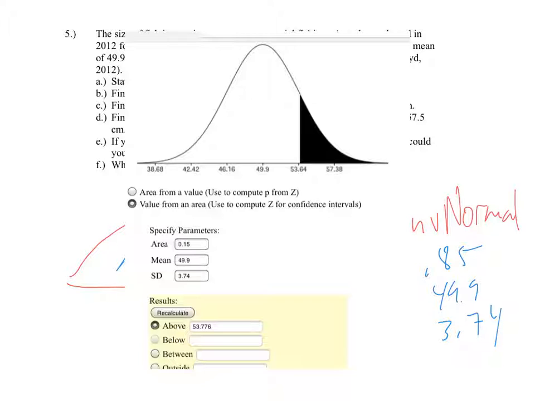And that's the number. I catch a fish that's 53.776 centimeters long. That's the measurement that cuts off the top 15%. Okay, I could have typed in 0.85 as the area and selected below, and it would have gotten the same result. So that's how you use this applet for this inverse normal thing. Make sure you select value from an area when you're looking for a number and you know a probability.